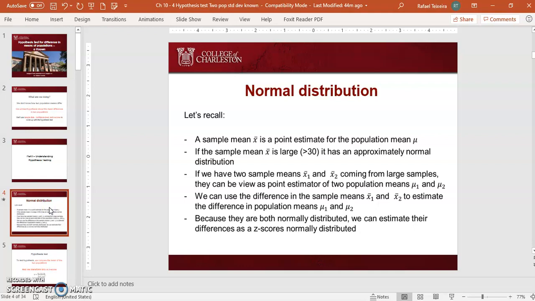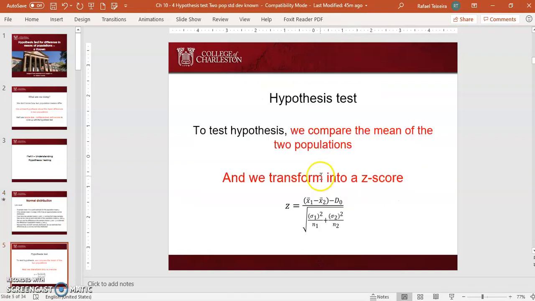And to understand hypothesis test, I have to recall the normal distribution. Remember that a sample mean, denoted by x bar, is a point estimate for the population mean mu. This population mean mu we don't know, so we use the sample mean x bar. If the sample mean x bar is large, which means it has a sample size higher than 30, it has an approximately normal distribution. And if we have two sample means, x bar 1 and x bar 2, coming from large samples, then we can view them as point estimators for the two populations.